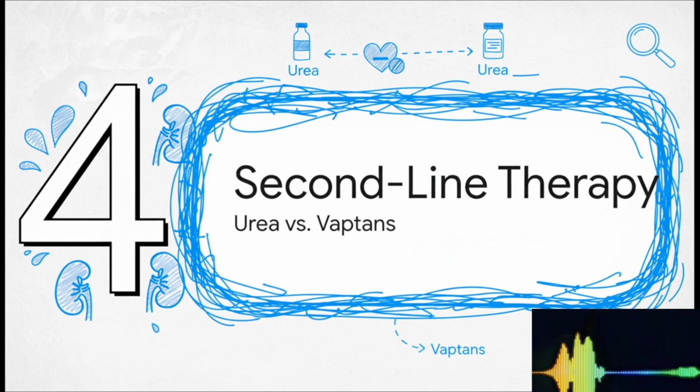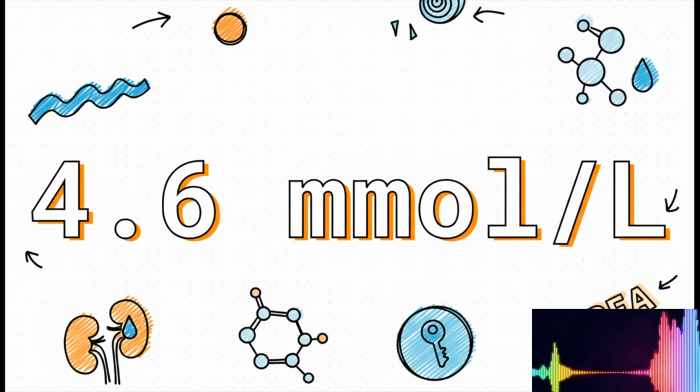When fluid restriction fails, we've basically got two main tools in the toolbox, urea and the vaptans. Let's put them head-to-head. First up, urea. A big systematic review showed it's pretty effective. We're talking an average increase in serum sodium of 4.6 millimoles per liter in about 5 days. So right away, you can see that's a much bigger punch than fluid restriction.